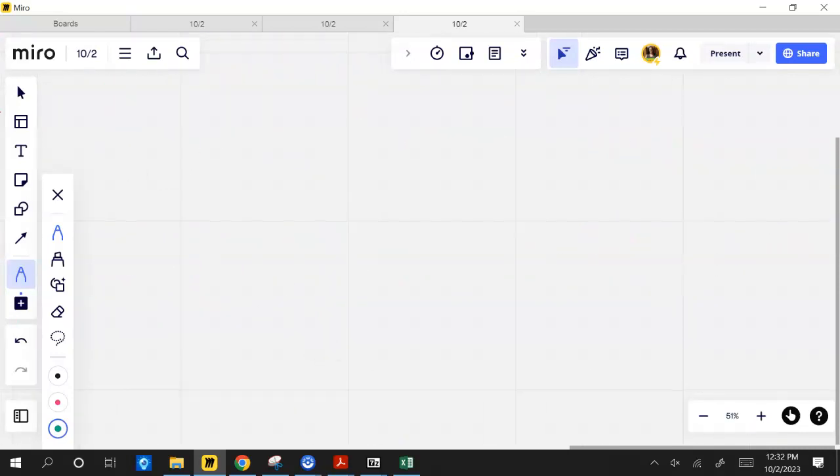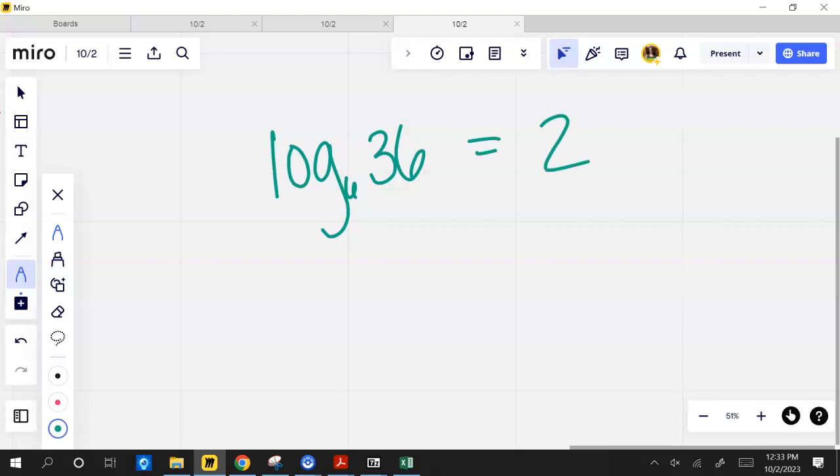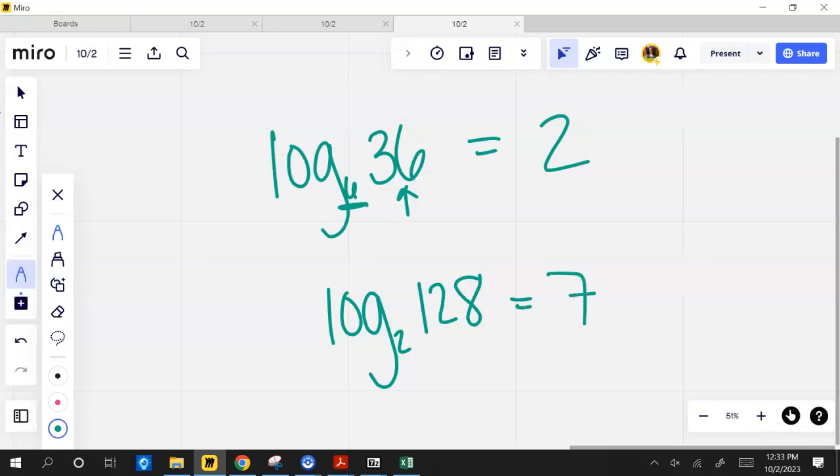Let's evaluate a couple in the calculator. What would this equal? Why is it 2? I'm asking, what power do I need to raise this to get this? Seven. Well, twos are easy because you just double it each time.